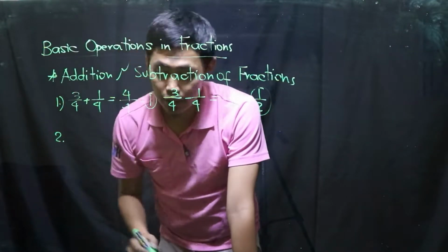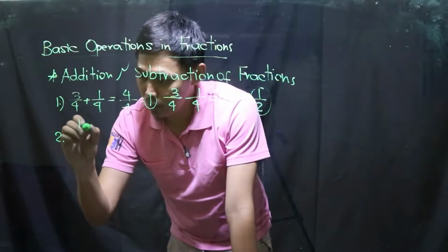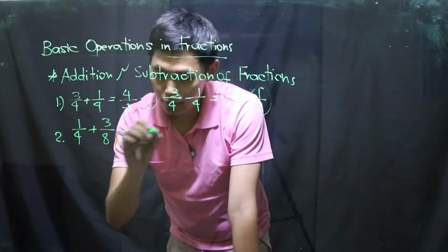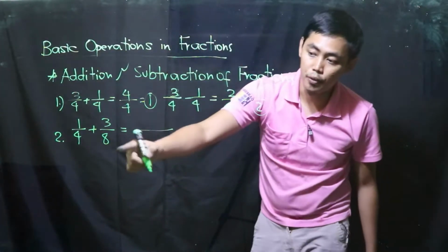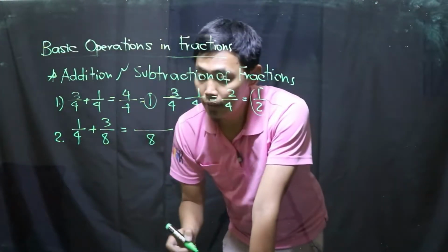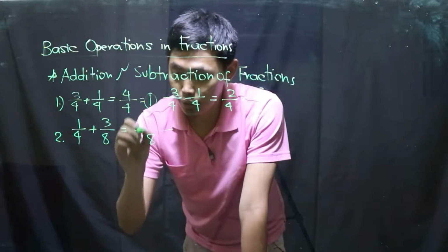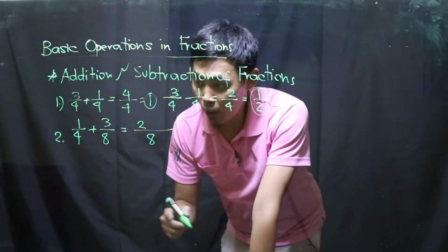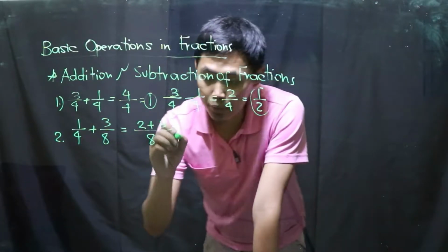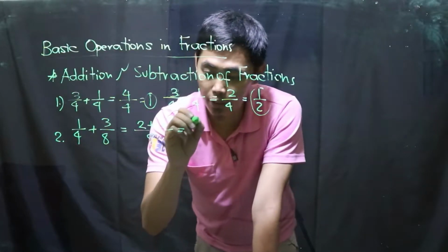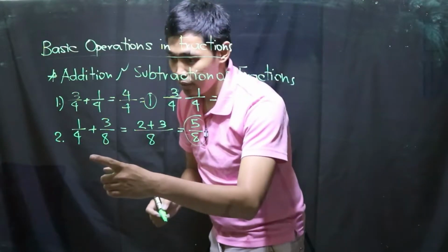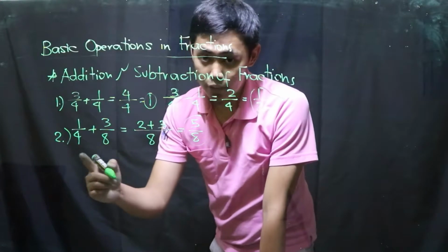You'll just need to find the least common denominator. For example, 1/4 plus 3 over 8. So what is the least common denominator of 4 and 8? The answer is 8. 8 divided by 4 is 2, times 1, 2. How about 8 divided by 8? 1 times 3, that would be plus 3. Then proceed with addition. 2 plus 3, 5 over 8. So that is your answer. So this is for adding dissimilar fractions.